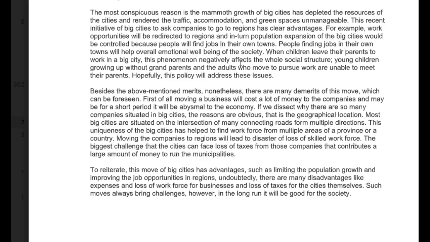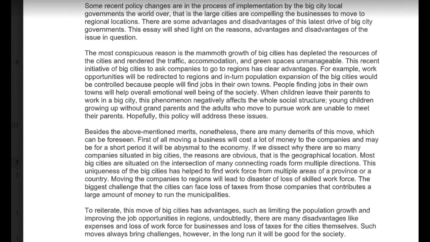There were a lot of areas here where you could have used some nice cohesive devices, but you didn't. And so you just kept repeating a lot of the same language. First of all, I feel like I have seen the expression big cities too many times. Take a look at this. Big city, big city, big city, big city, big city, big city.